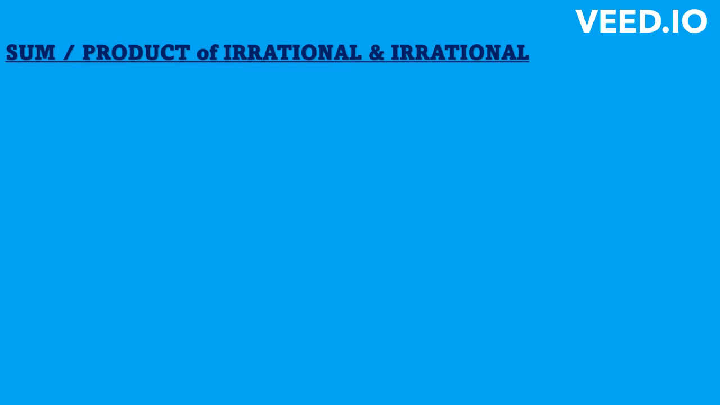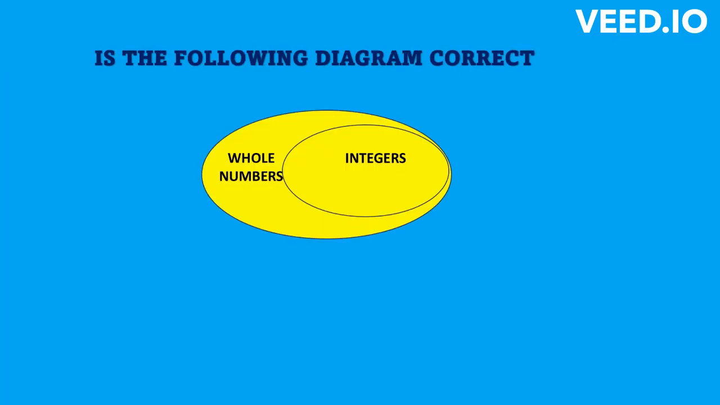Let's reiterate this point. Irrational and irrational numbers, whatever we are doing with them, we can't say the result. Is the following diagram correct? Integers is a subset of whole numbers. This is wrong. Minus 2 can be placed in both integers and rational numbers.